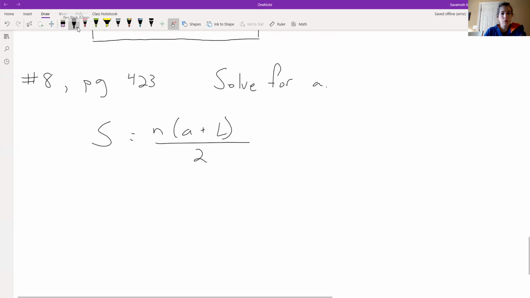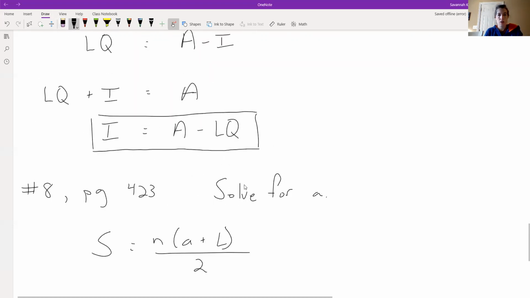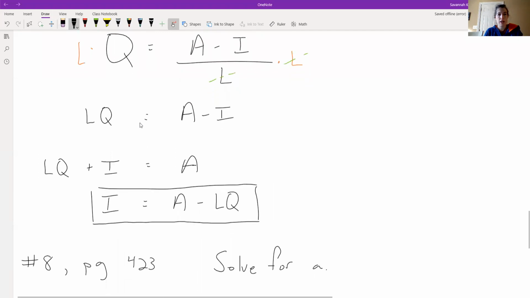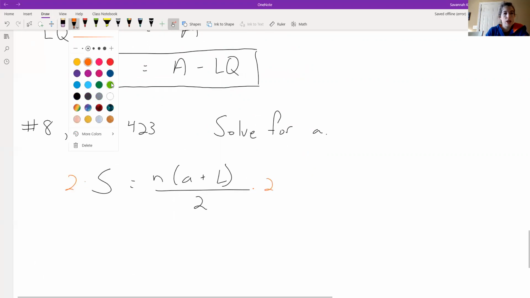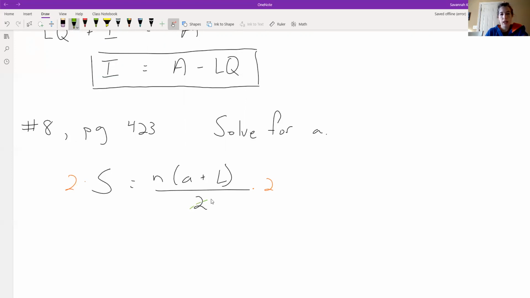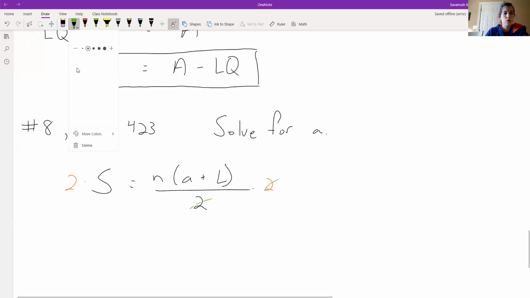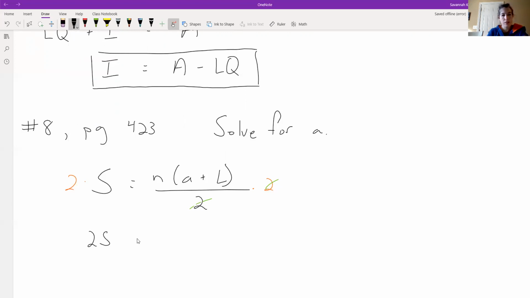Instead, we have to do kind of like we did a minute ago, multiplying both sides by the denominator of 2 here. We had a denominator of L a minute ago. Okay. So that is going to achieve the goal of canceling out the 2's. And we'll have 2S equals n times a plus capital L. Everything's in a straight line now, no more fractions.